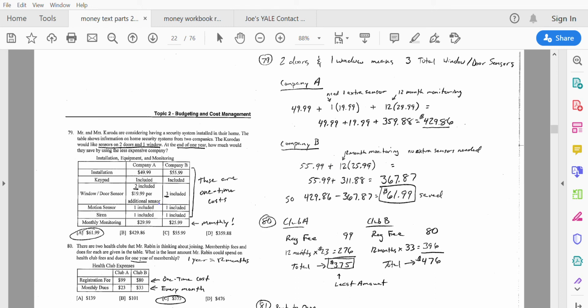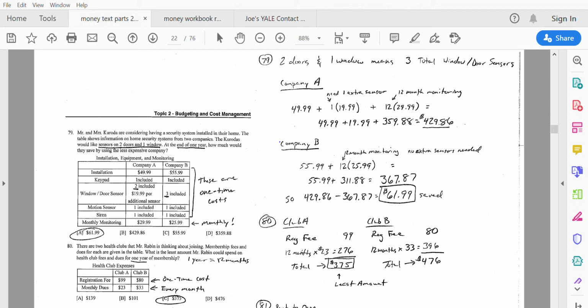Okay, company A has 2 included, and then $19.99 for anything extra. Company B has 3 included. Okay, these other things are included. Now the key here also is what I did here. These are all one-time costs to put the stuff in and to have these extra sensors. One-time cost. Then down here, monthly monitoring. Okay, that's per month, so that'll come into play, with the fact that they want this for 1 year.